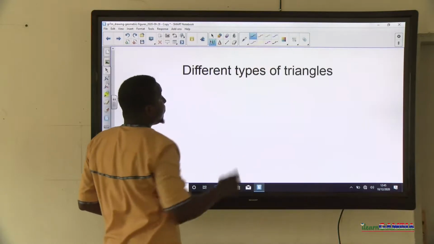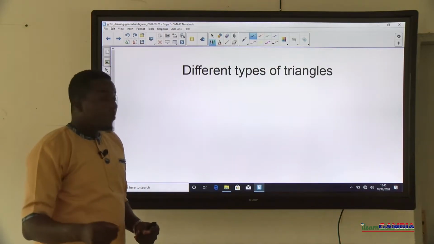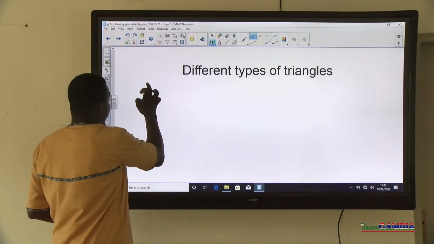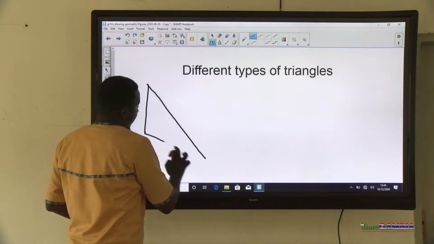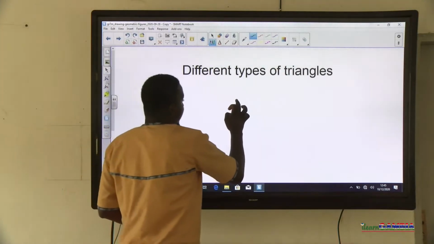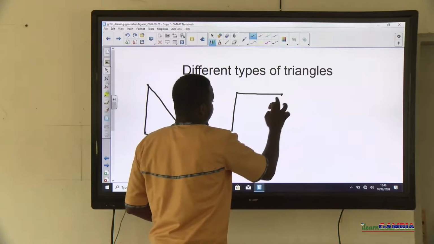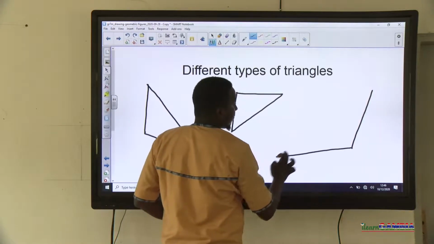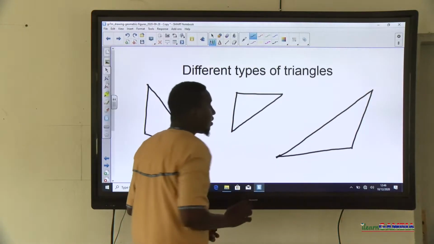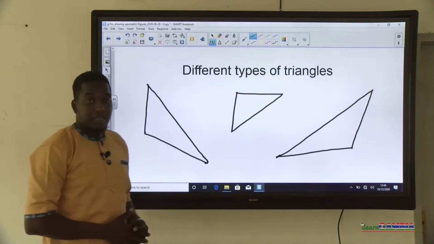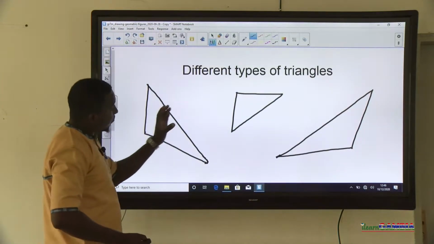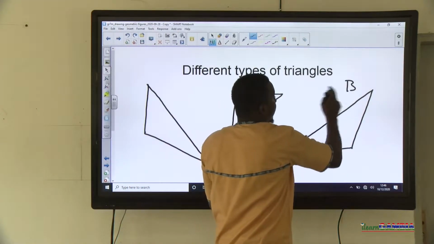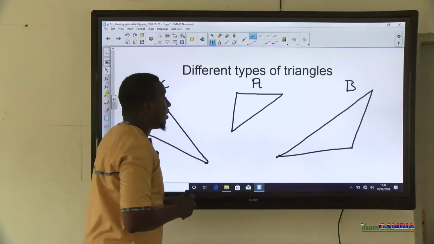So we are going to see some of them, and then we'll see why we have to give them different names based on their properties. For instance, if you have a triangle like this, it is obviously different from a triangle like this. Triangles come in different shapes and sizes. Let's say this is triangle A, this other one is B, and this one is C.